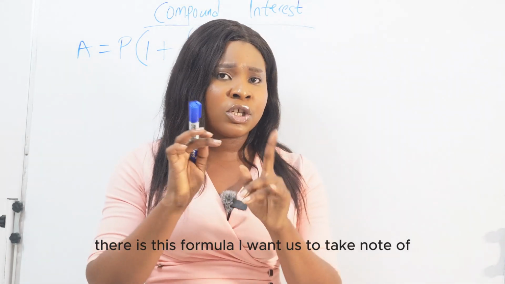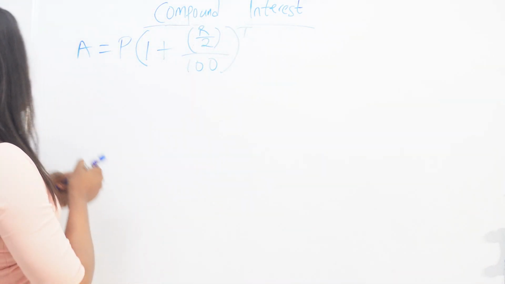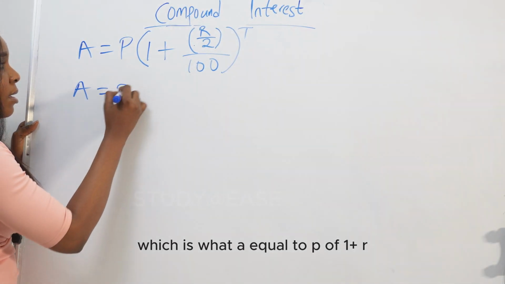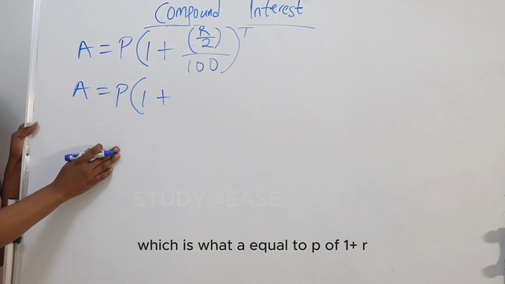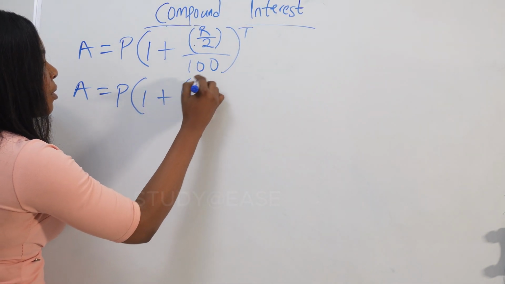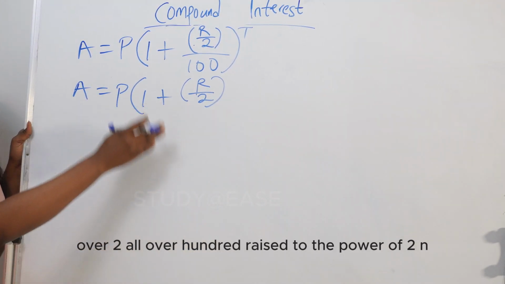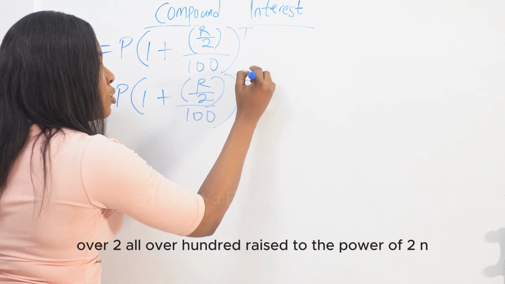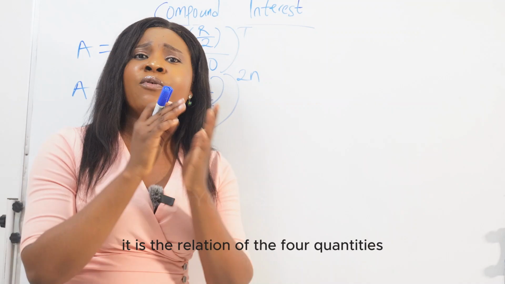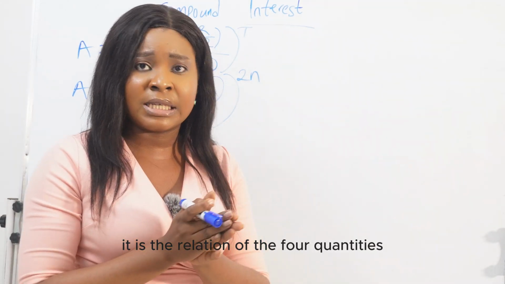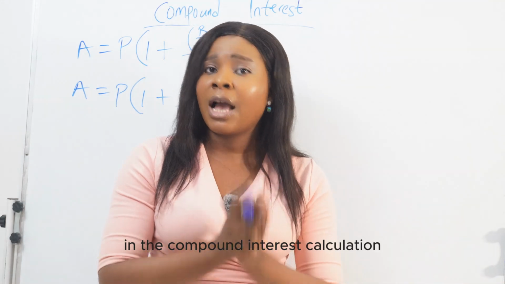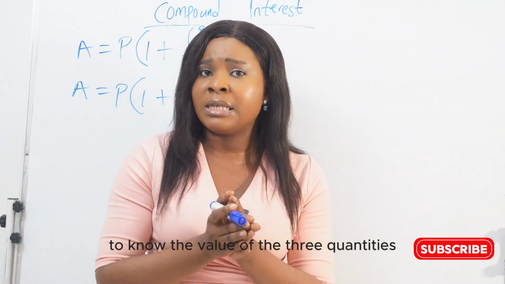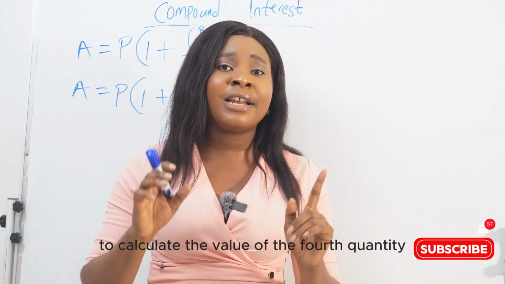There is this formula I want us to take note of, which is A equal to P of 1 plus R over 2 all over 100 raised to the power of 2n. It is the relation of the four quantities in the compound interest calculation. And it is essential to know the value of the three quantities in the equation to calculate the value of the fourth quantity.